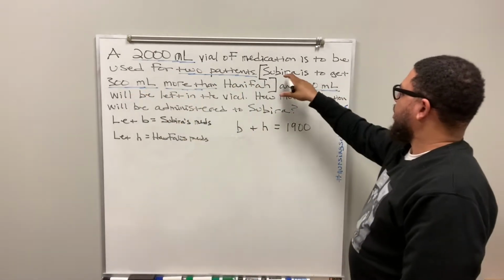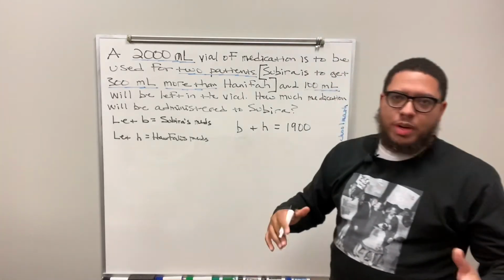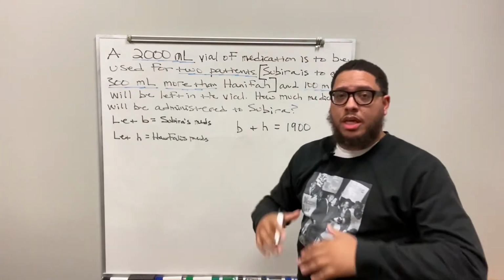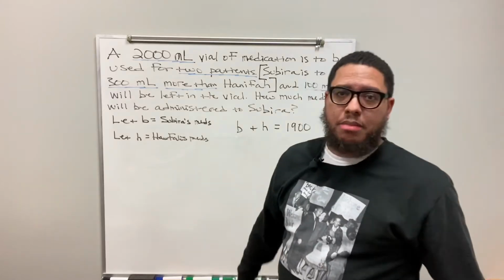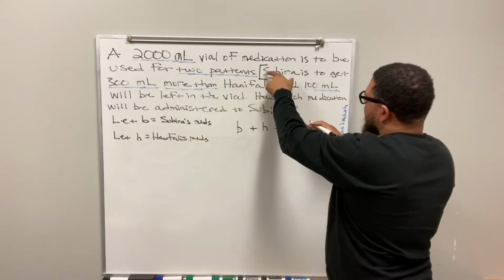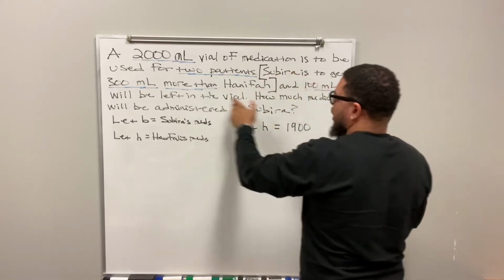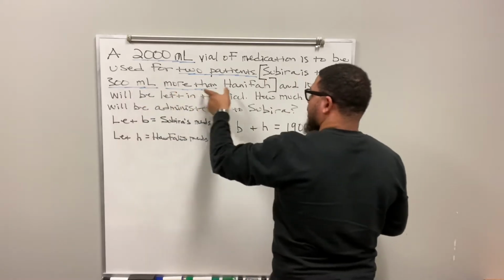All right? Now, people say all the time, math is like another language. That's why it's so confusing. I don't get it, it's like another language. And when they say that, they're absolutely right. Math is like another language. So what we have to do is we have to translate this clause in this sentence into an equation. Sabira is to get 300 milliliters more than Hanifa.